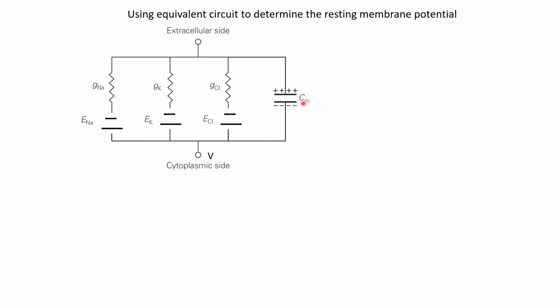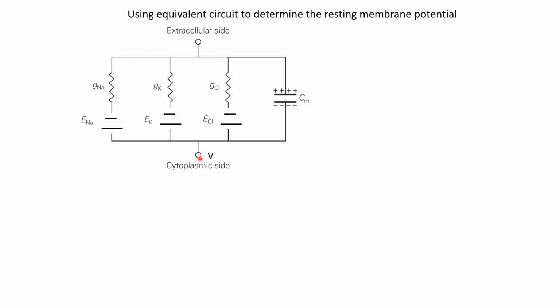And of course there is the capacitance. And the voltage of the neuron is denoted by V relative to outside. Now if V is different from the equilibrium potential for sodium, then there will be current in this path. And the magnitude of current will be exactly V minus ENA times the conductance. So this will be the current flowing out from the neuron to the outside if V is different from ENA.